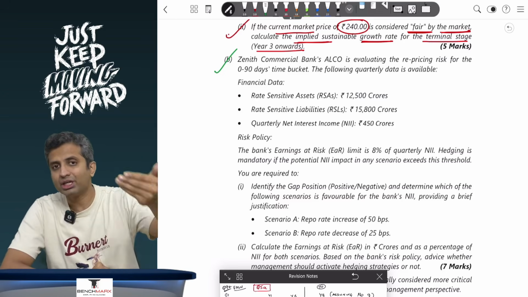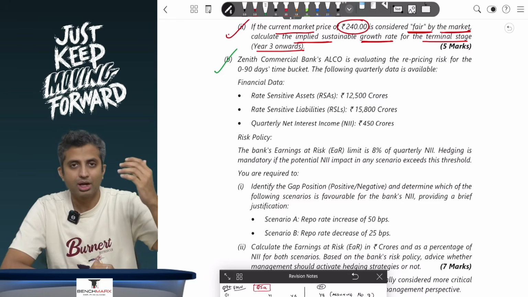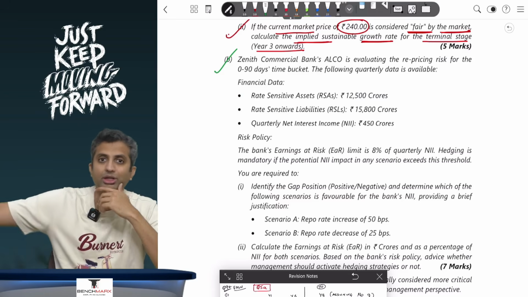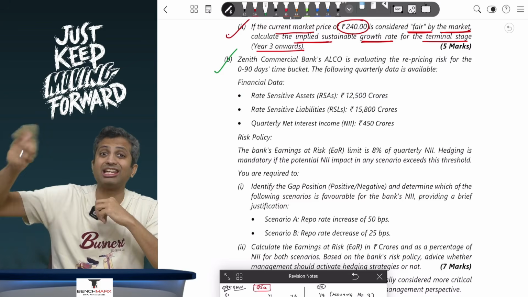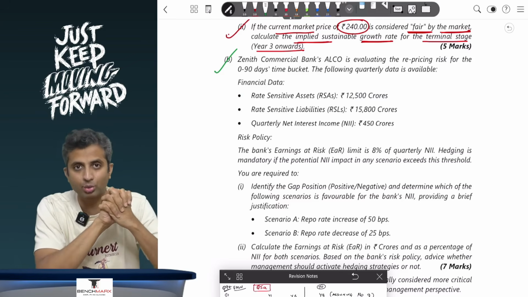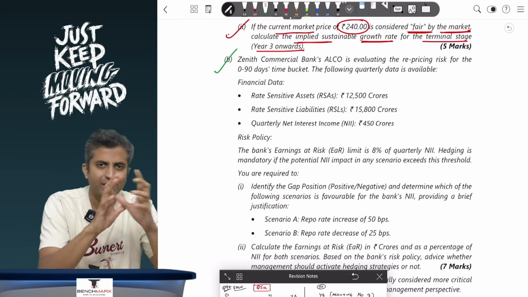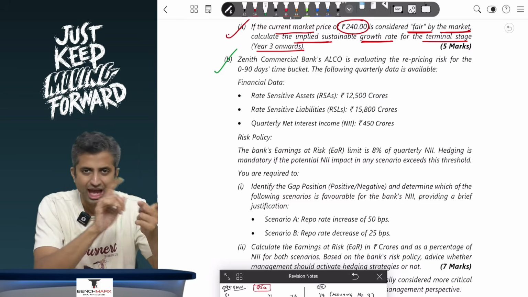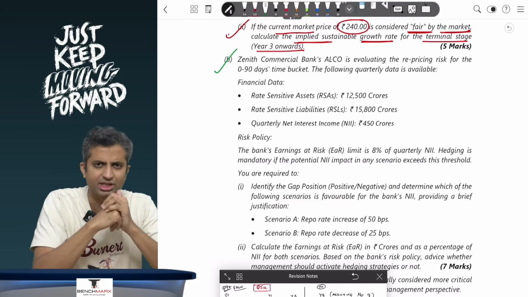On the other hand, if the bank has borrowed 10,000 but given a loan of only 9,000, then there is a negative gap. There's a net liability of, let's say, net 1,000. So this is a negative gap. So when I look at a gap exposure, the gap is between the rate sensitive assets and rate sensitive liabilities.